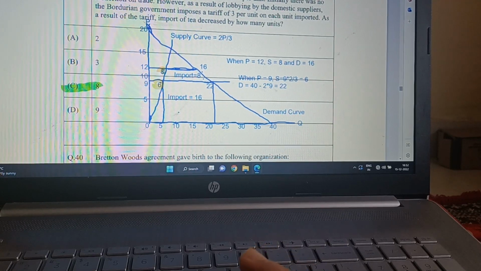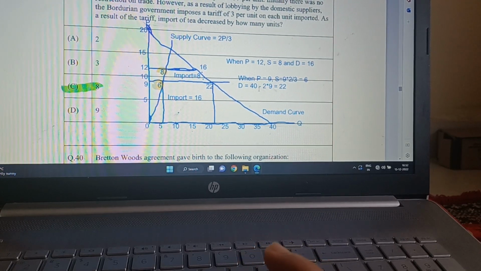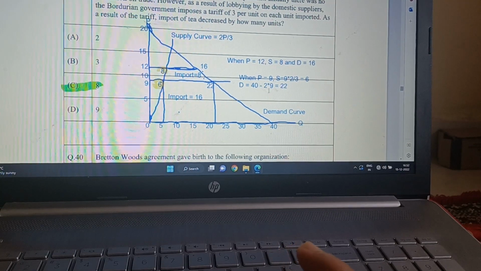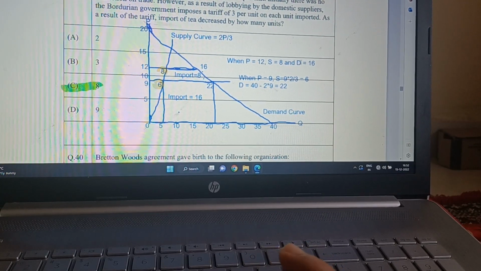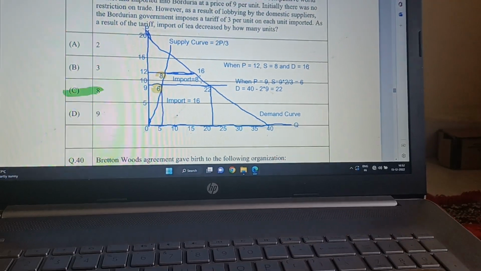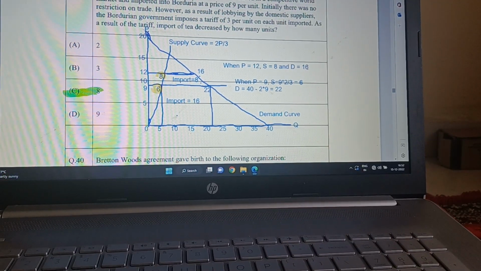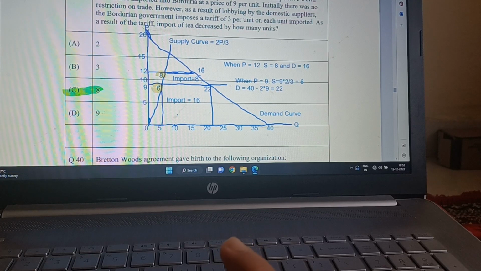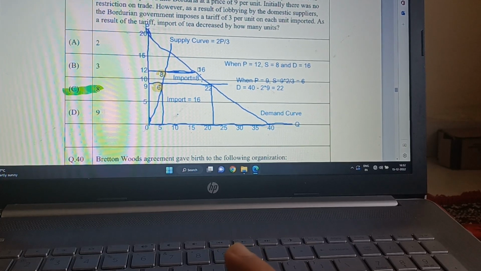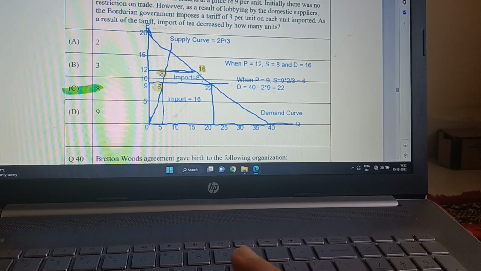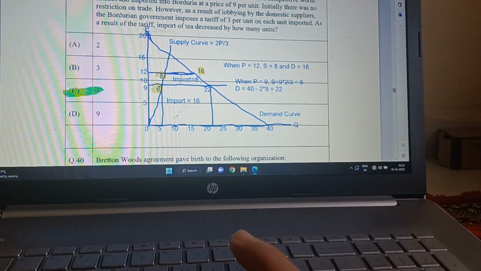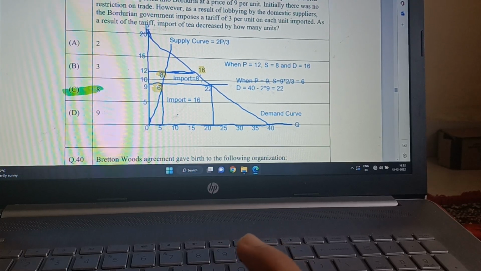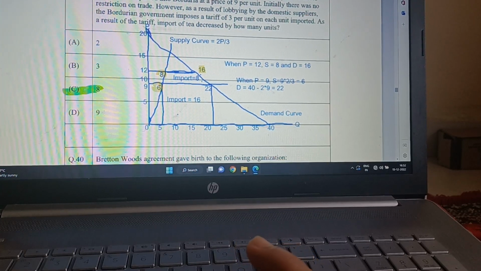And what happens to demand? Again, demand is 40 minus 2 times 12, which is equal to 16. Means 40 minus 24 is 16. So 16 is the total market demand, and domestic output is 8. So 8 is the import. So earlier the import was 16 and after tariff the import has become 8.